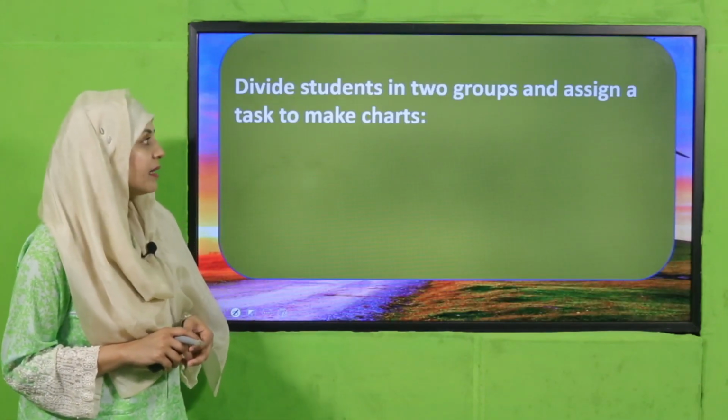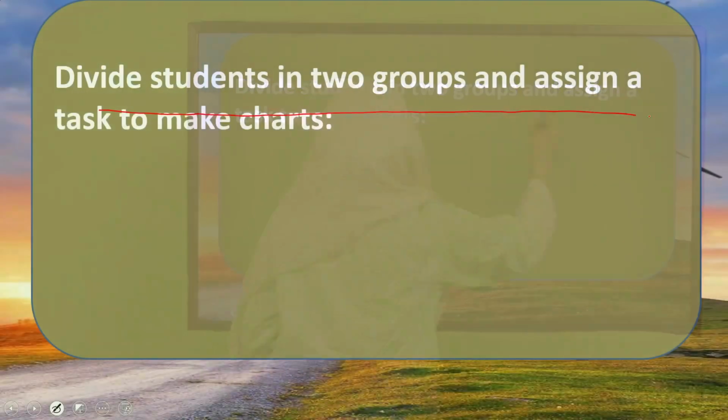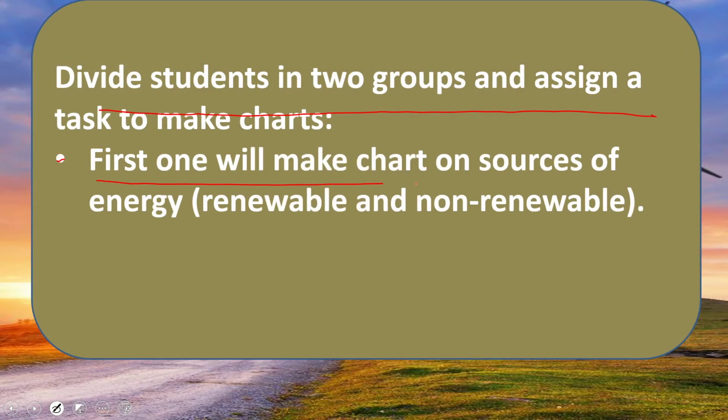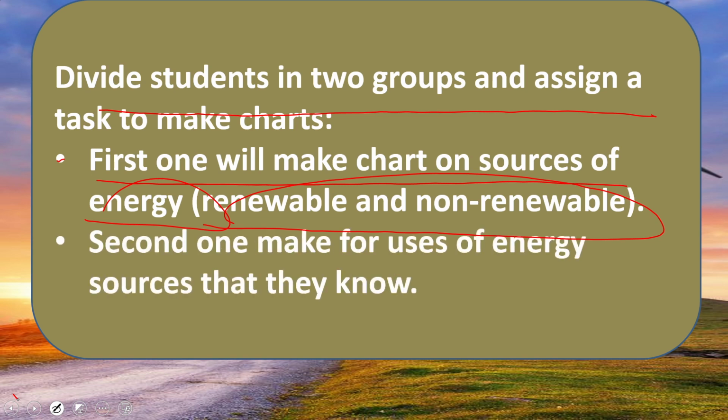So my dear students, now is the time for activity. Divide the students in two groups and assign a task to make charts. The first one will make a chart on sources of energy, renewable and non-renewable. Group A will make a chart on renewable and non-renewable resources. The second group will make a chart on energy sources that they know, the many energy sources we have already studied.